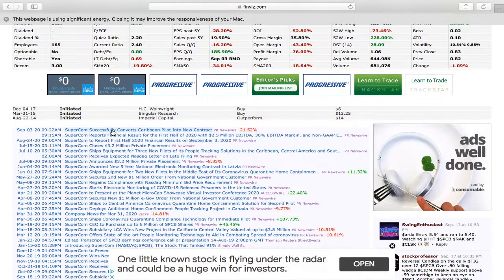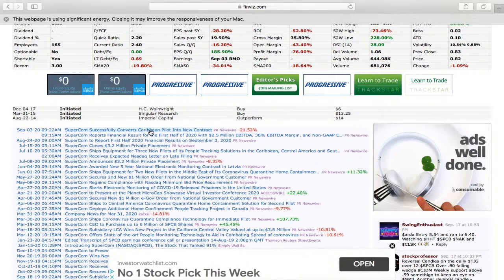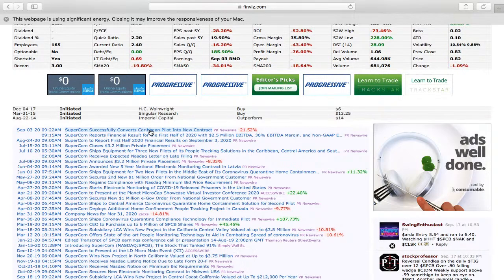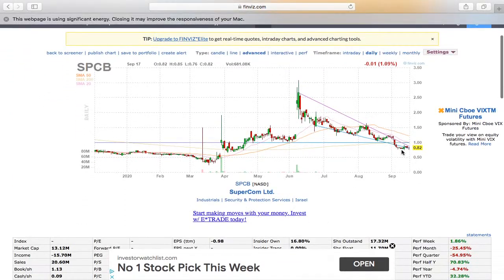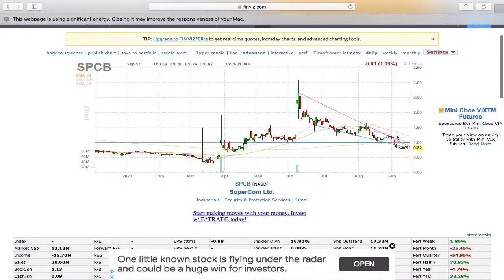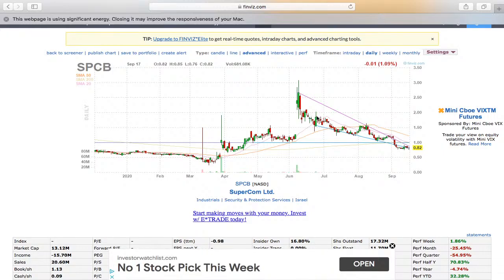But here it says they successfully converted a Caribbean pilot into a new contract. I don't know why that would make it go down. But if you have good news and it still goes down, that's not a good thing. But this one looks like it could technically, in the technical analysis, at the very shortest, fill that gap up to here. Get a quick scalp. Maybe it can come up to 150 if you're long on it. If you're really long, get that nice 100% gain. But it does have downside, as you can see.